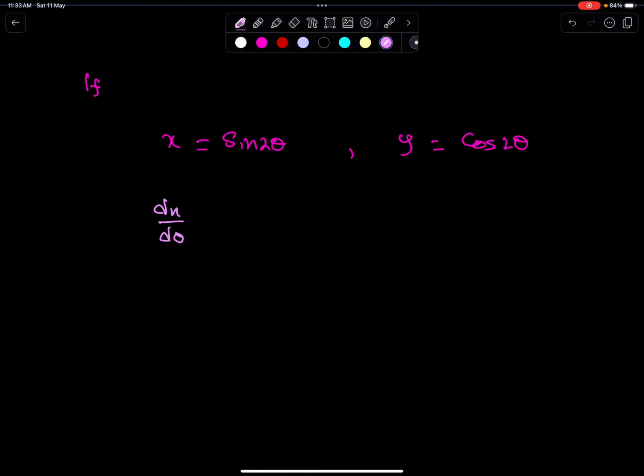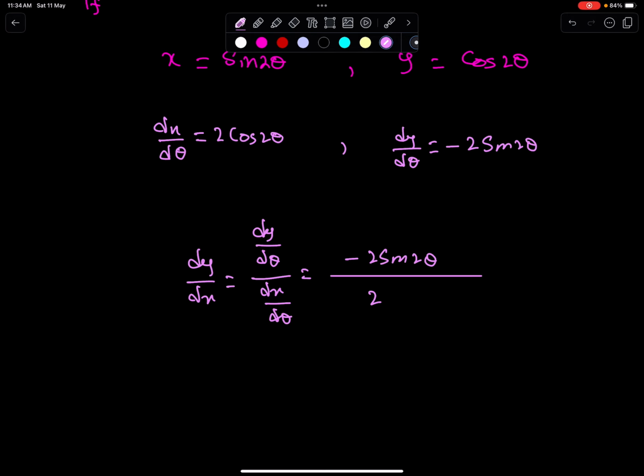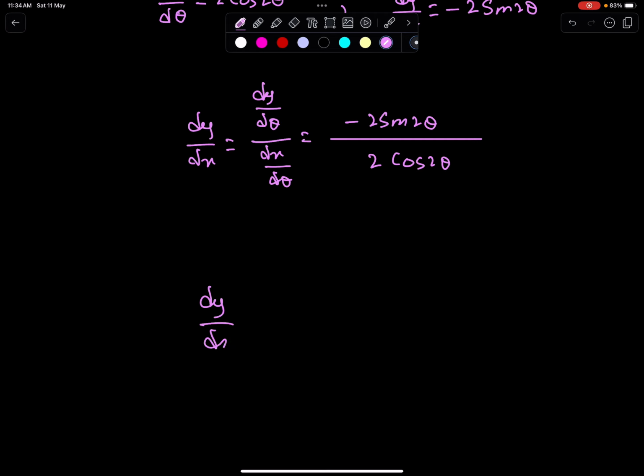dx upon d theta is 2 cos 2 theta and dy upon d theta is minus 2 sin 2 theta. This is the differentiation of parametric equations. So this first part is very simple. Here we have minus 2 sin 2 theta and in the denominator 2 cos 2 theta. So dy upon dx is minus tan 2 theta.